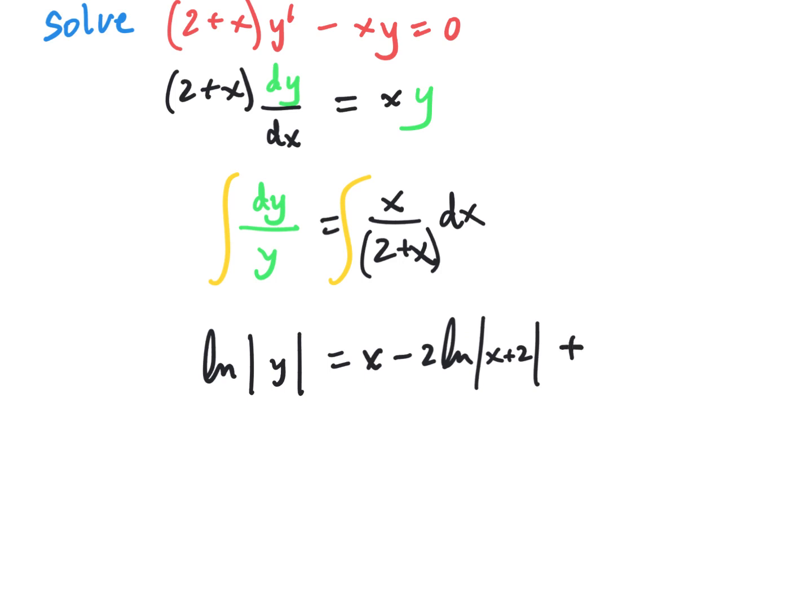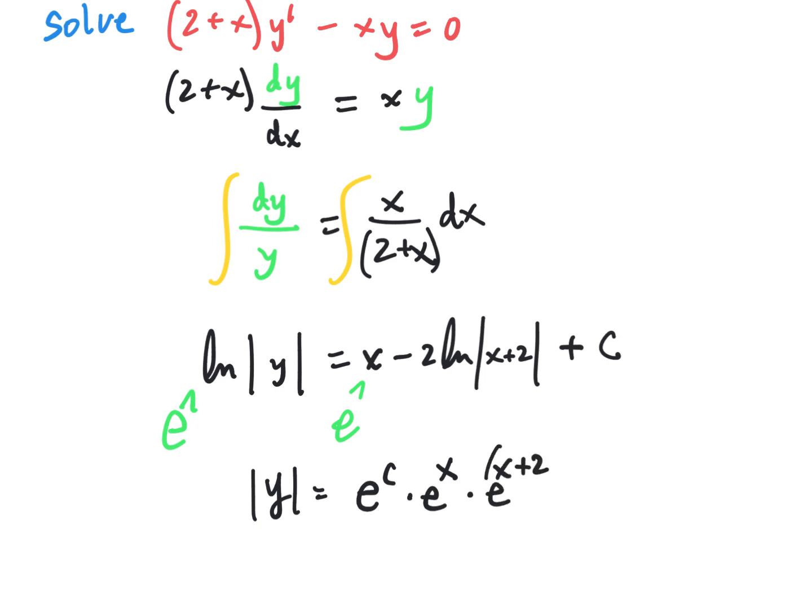We're trying to solve for y, so next we will exponentiate both sides to undo the log base e. Now we have the absolute value of y is equal to e to the x times e to the 2 natural log of x plus 2 times e to the c. And I'll put the e to the c in first, and then the e to the x, and then e to the x plus 2, and we'll write this as an exponent.